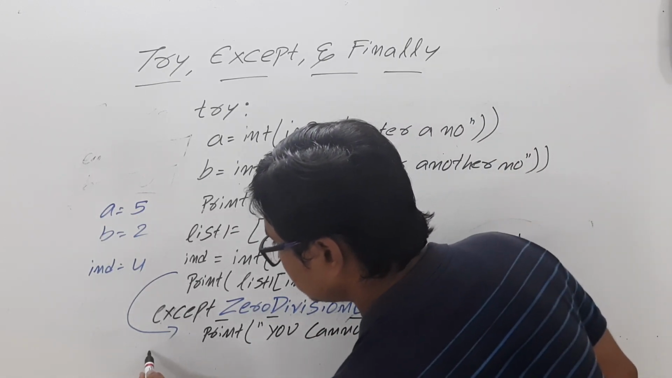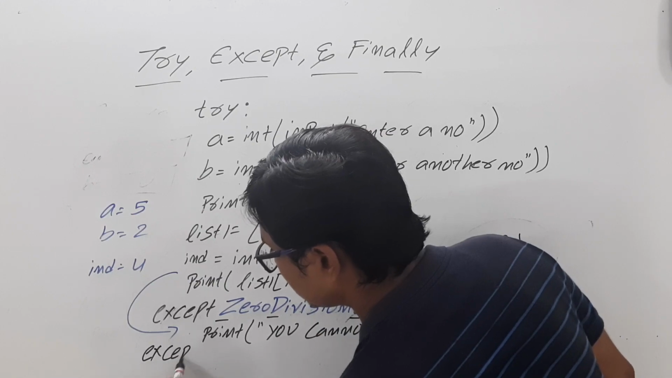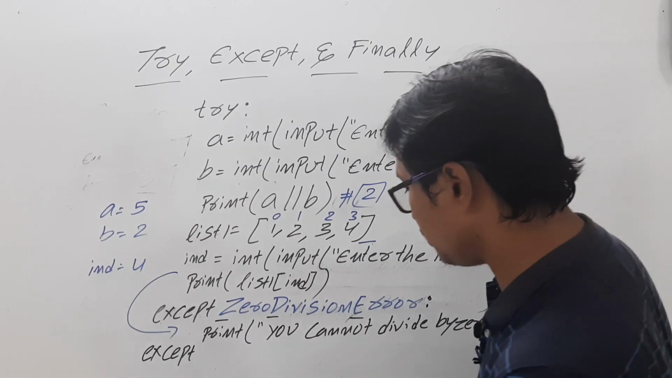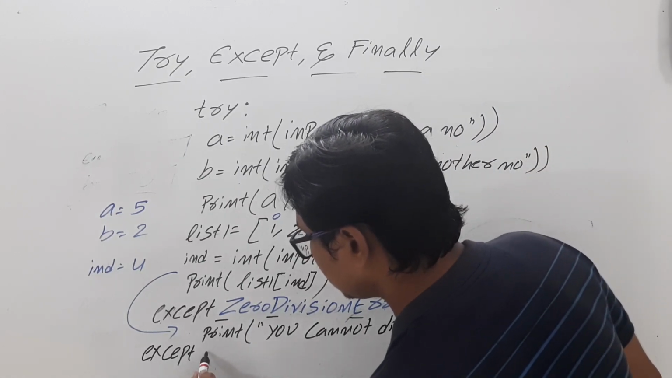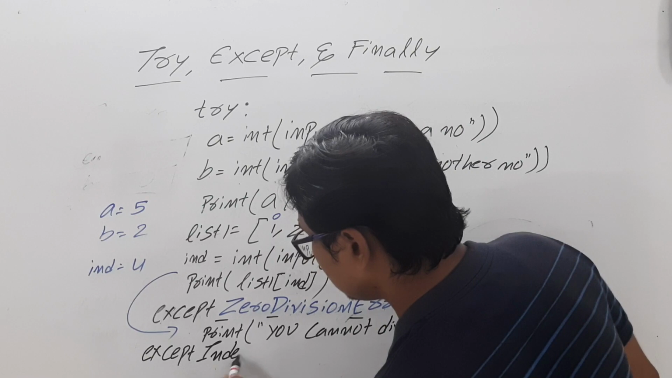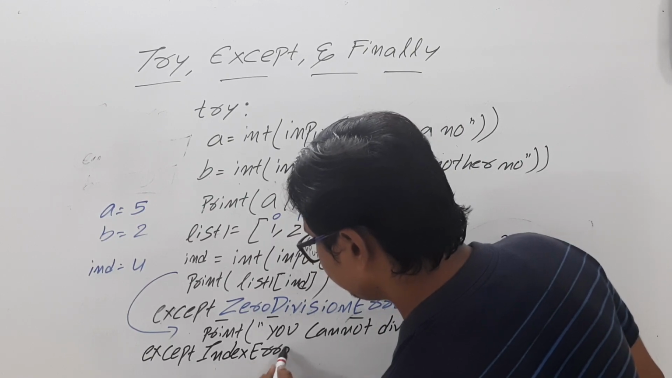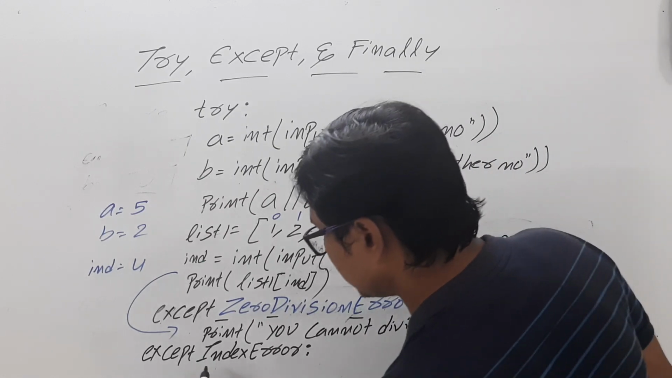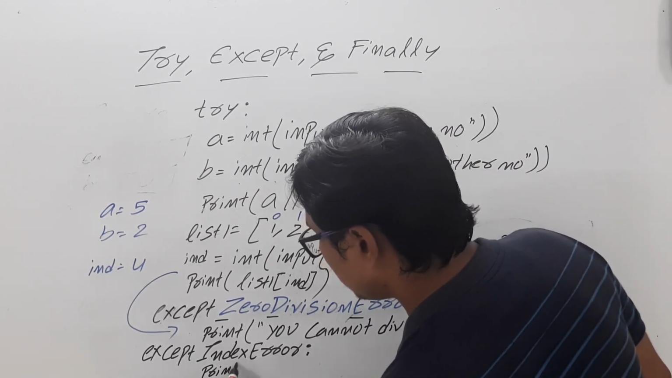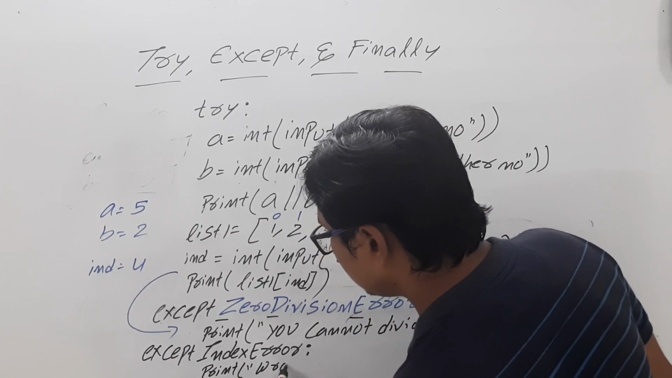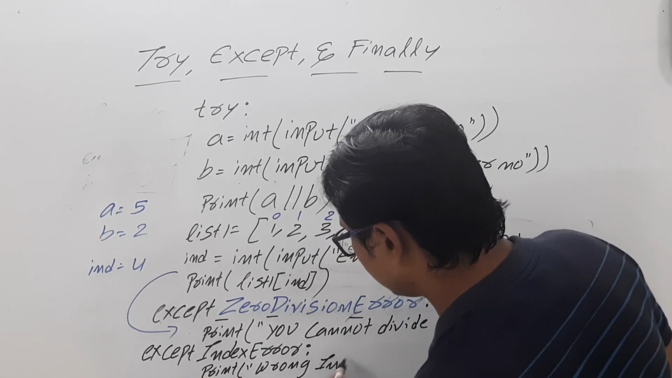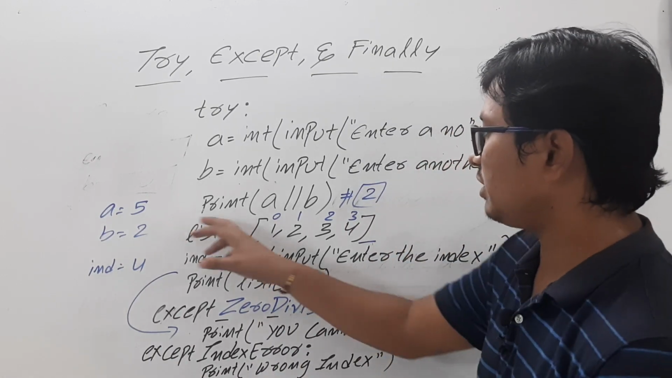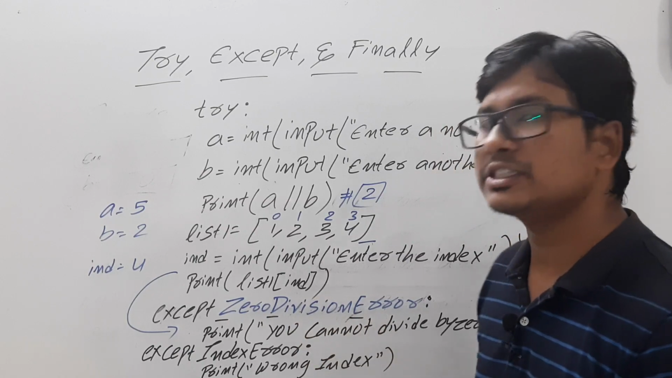Similarly, this is what kind of error? This is an index error. So what you need to write? Except IndexError. Okay. Then you need to write what you want here. You can write "wrong index", something like that. Are you able to understand? So based on what kind of exception came, you need to give the customized output.